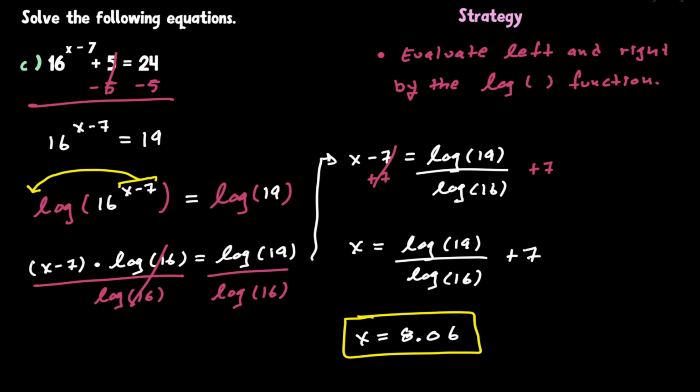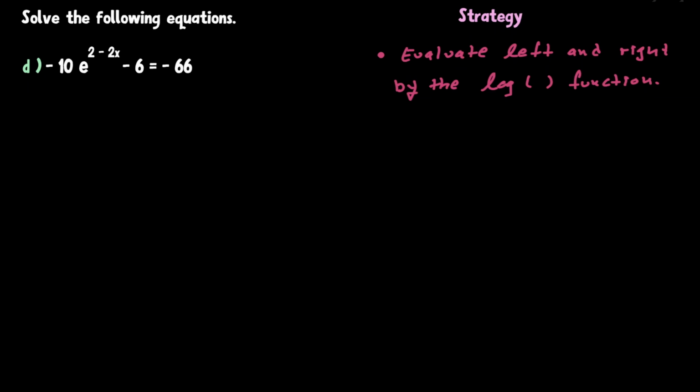Now let's take a look at our final example. Let's start by identifying where x is located at. X is located as part of the exponent where the base is e. So let's start by trying to isolate this expression. Let's start by adding 6 to both sides to get rid of that minus 6. And now to isolate this base, we have to eliminate this minus 10. But notice that it's multiplying, so let's do the opposite, which is division.